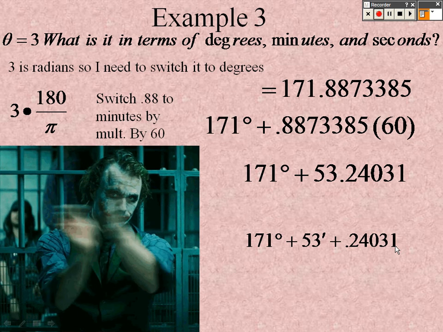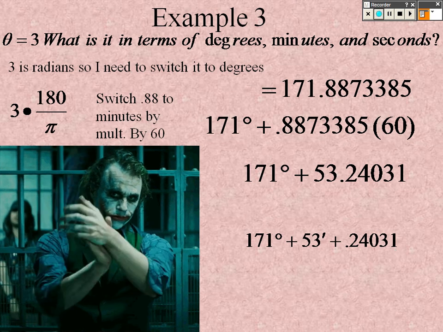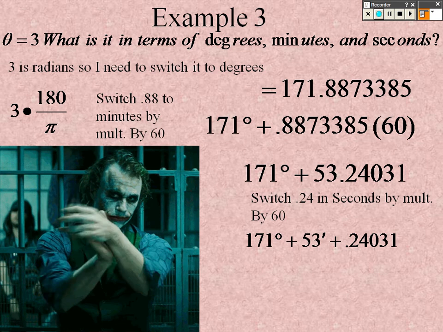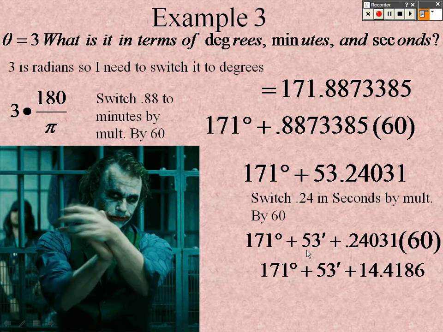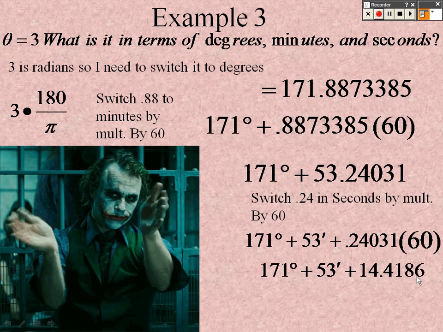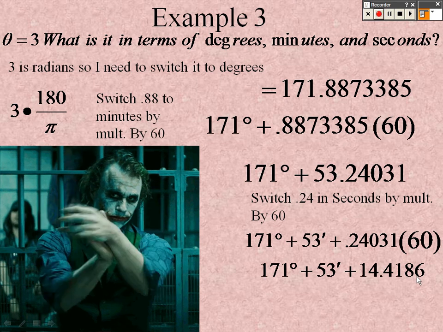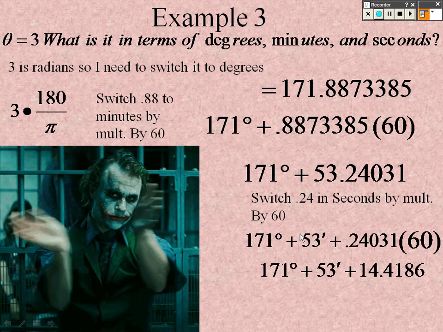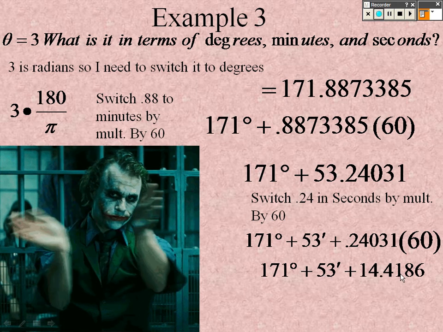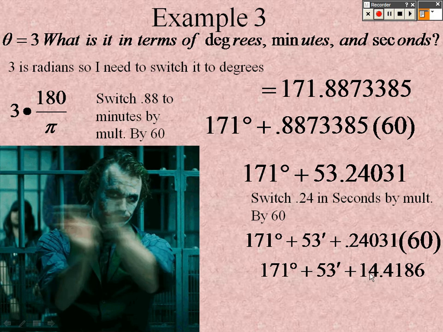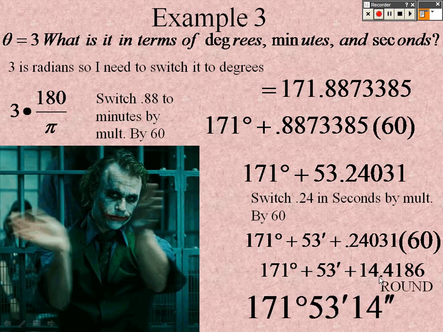Okay, well, how many seconds are there in a minute? There are 60 seconds. So I take this and I multiply it by 60. So I get 14.4185. Now there's nothing after seconds. We just do degrees, we do minutes, we do seconds. Okay, so I'm going to have to round this. So it's 14.4. So we're just going to say it rounds to 14 seconds.